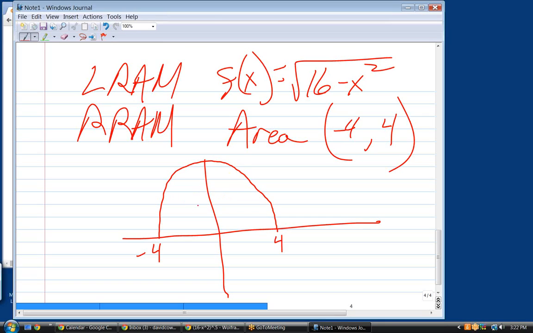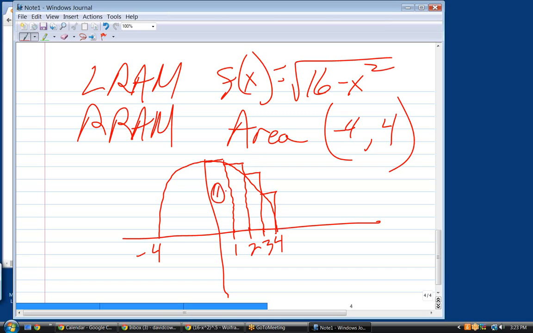So the first thing we can see from this graph is that it's symmetrical. So let's just do the right side, and whatever we find this area to be, we're going to double it. Okay? So let's talk about left RAM, and I'm going to divide this thing up into 4 intervals. If I use left RAM, this is what my rectangles look like. Now, the key here is we have to find the area of each rectangle.